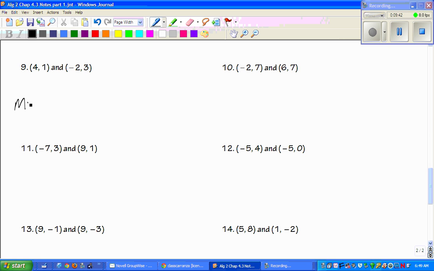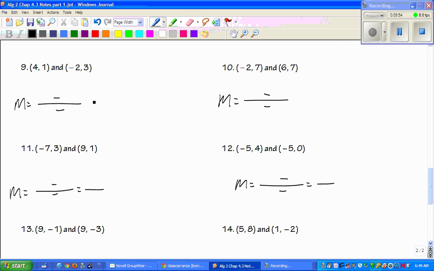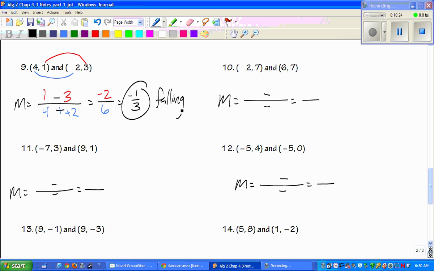All right, so m equals, we're going to need this for every single one, so that's why I'm just going ahead and doing it. So 1 minus 3 and 4 and negative 2. Be very careful with those signs. 1 minus 3 is negative 2. The bottom is 6. We can reduce that to negative 1/3. It's negative, so it is falling.